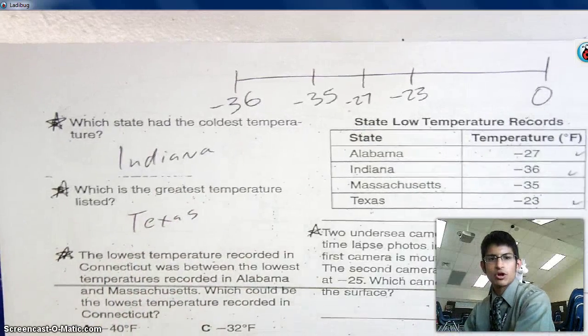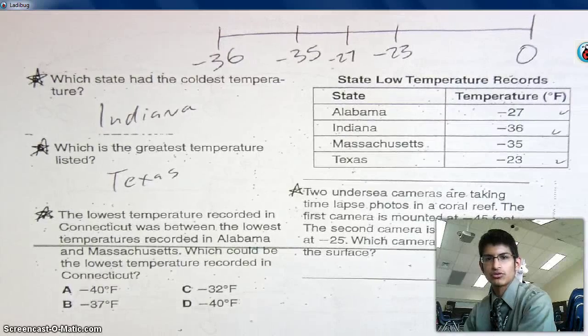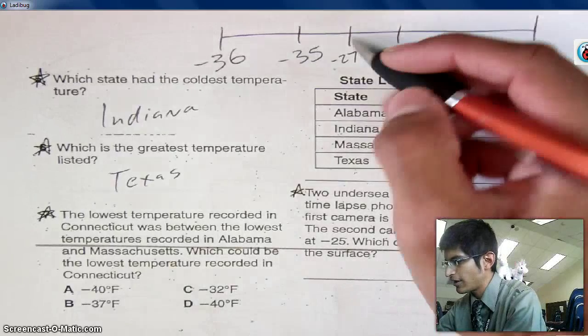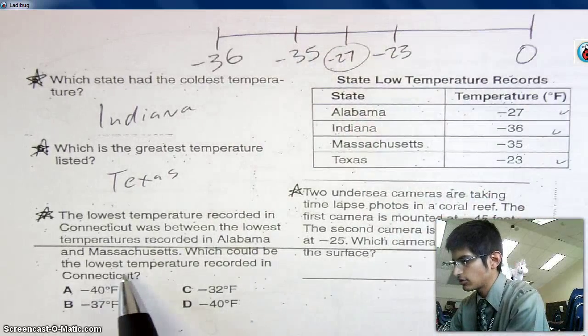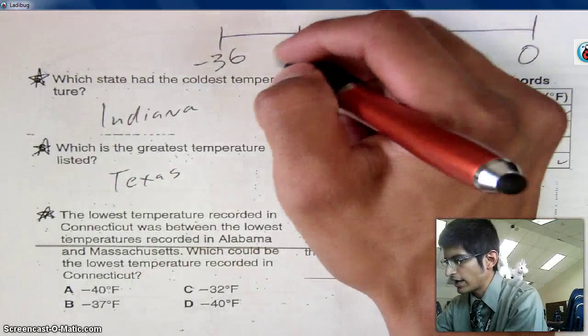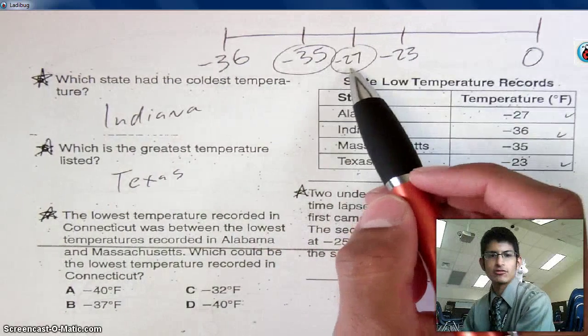The lowest temperature recorded in Connecticut was between the lowest temperature recorded in Alabama and Massachusetts. So we don't know what Connecticut's temperature is. It's in between negative 27 and Massachusetts. Wait, yeah, Massachusetts, negative 35. So it's asking which of these numbers is in the middle of negative 35 and negative 27.